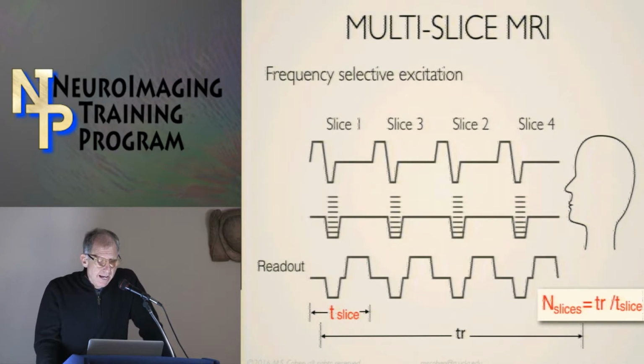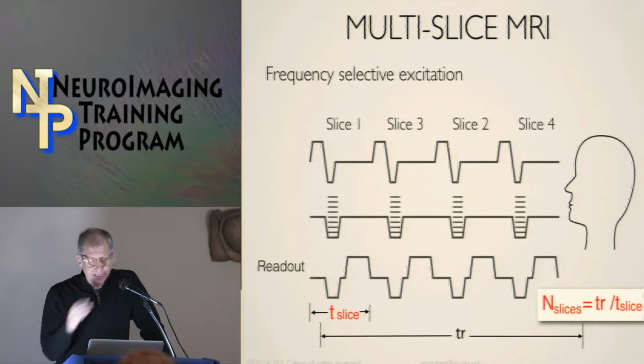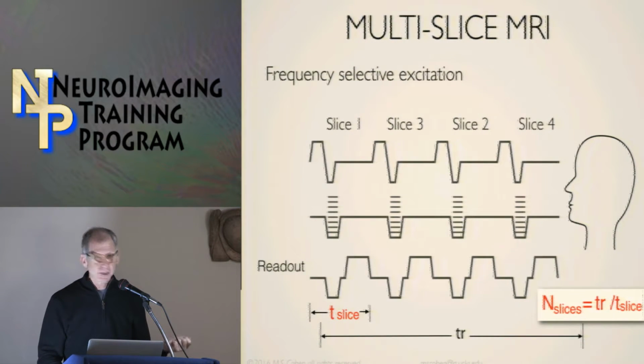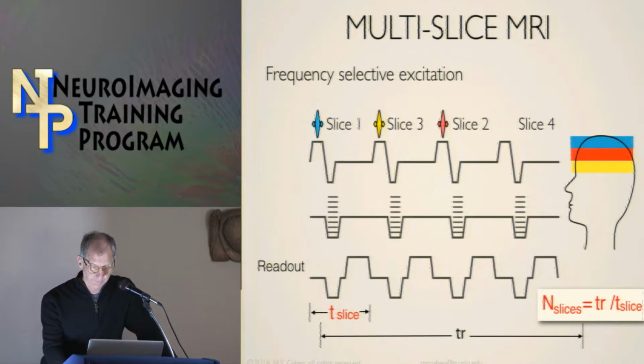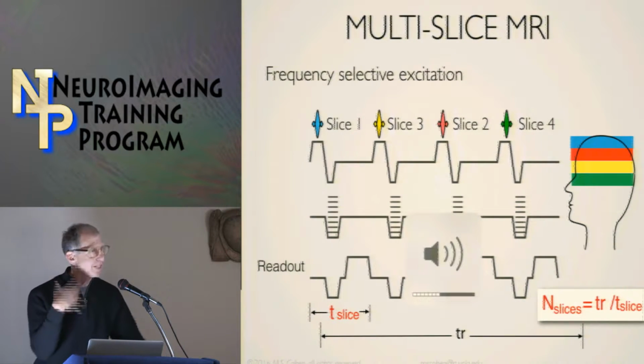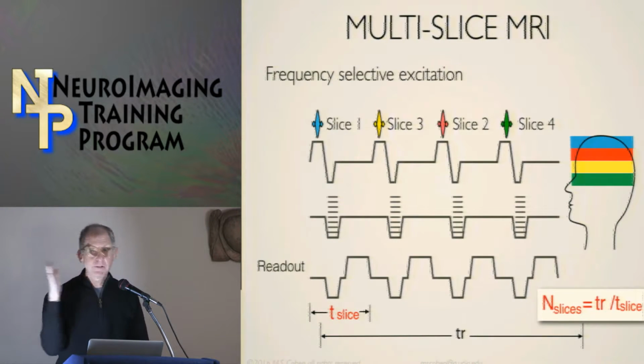Now, when we think about frequency selective excitation, it turns out there's some other tricks that people have come up with recently that are sort of amusing. And hopefully the sound is on for this one. What I want to show you is the acquisition of slices, 4 slices in interleaved order. I didn't mean to do quite that loud, okay? So you get the general idea that different frequencies are exciting different slices, okay?